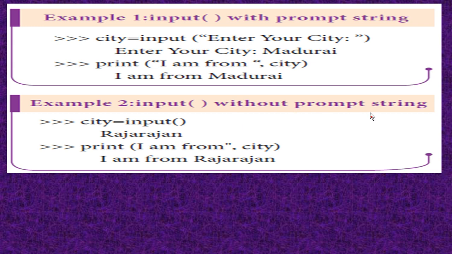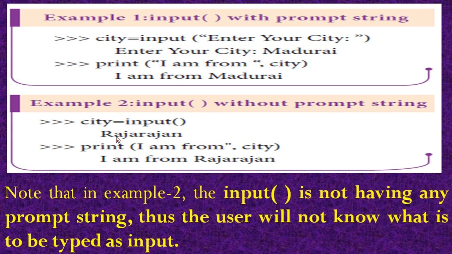Example 2, this is without prompt string. Here no prompt is given. The user doesn't know to enter the data for the variable city. Here city equal to input, but the user gives the name, that is Rajarajan. Print I am from city, I am from Rajarajan. Note that in example 2, the input does not have any prompt string. Thus the user will not know what is to be typed as the input.